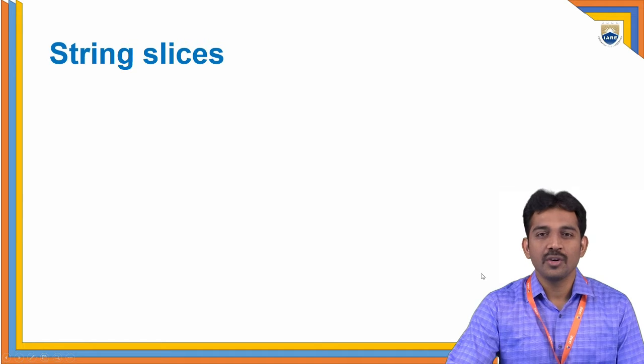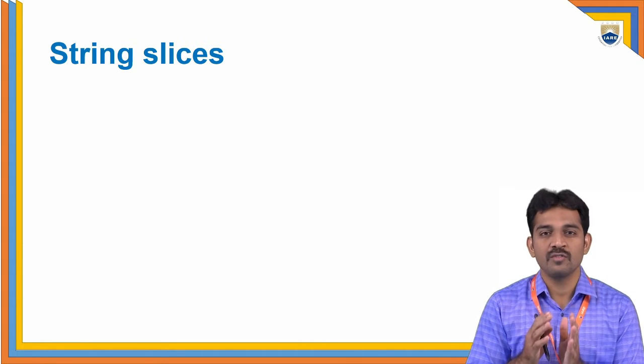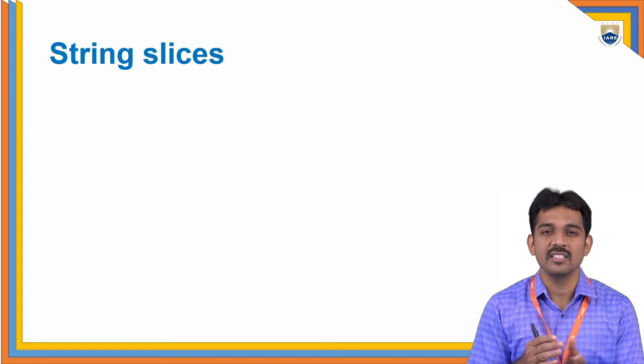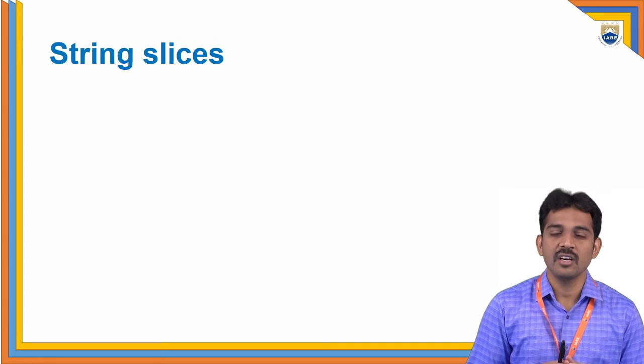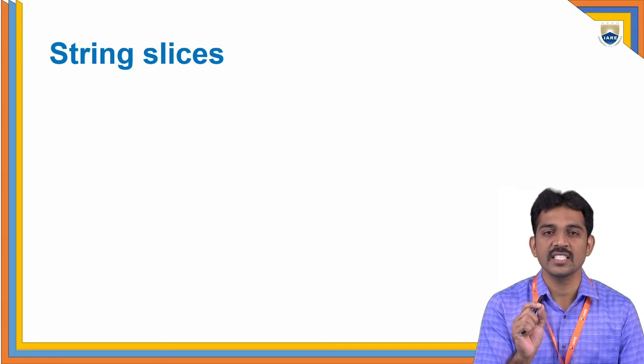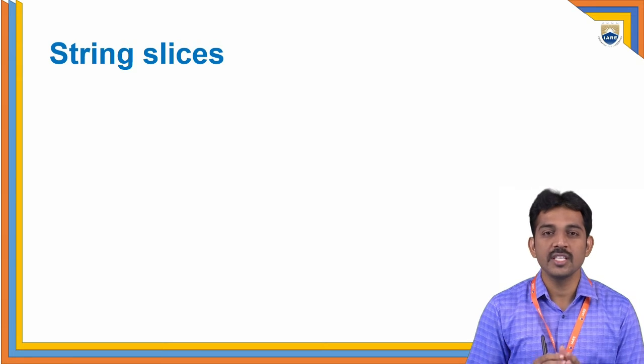String slicing. You know very well, it means cutting of the string. If you want to access a part of the string, it is not easy in the C language and Java, C++. When you come to Python, it is very easy using a single statement. We are going to access the part of the string. That is called slicing.